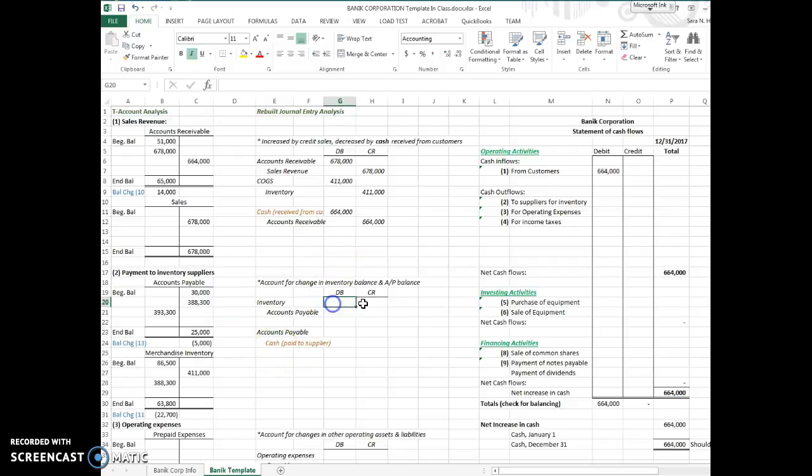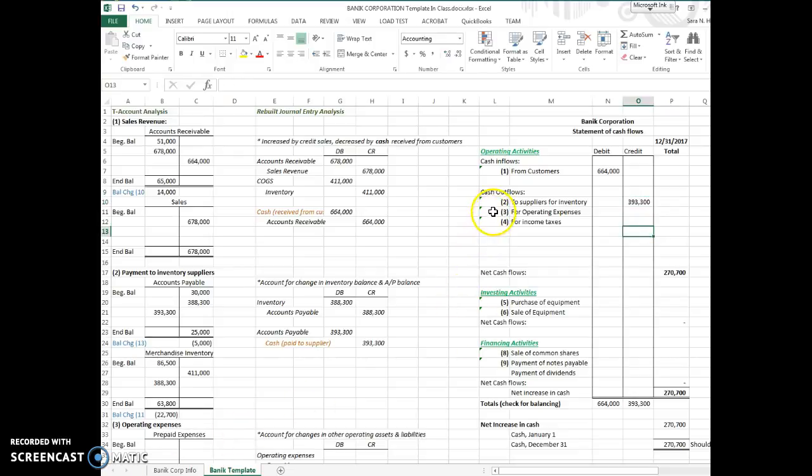We've got our debit to inventory of $388,300 with a credit to accounts payable. Okay, then we also have a debit to accounts payable as we pay our suppliers. And I'm going to take that $393,300 and move it over here as the amount of cash that was actually paid out to our suppliers.